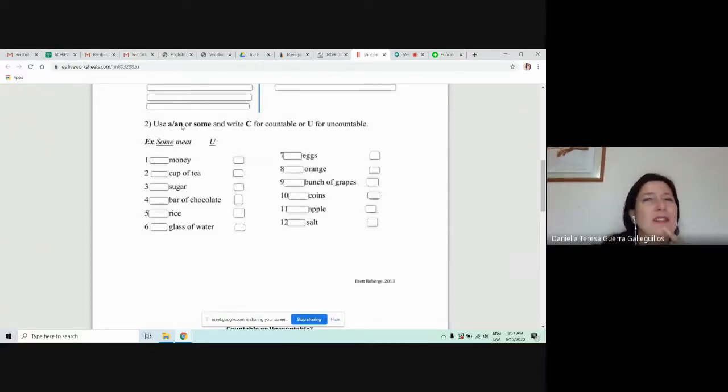A y an son exactamente lo mismo. La única diferencia es que la an con N se usa cuando la palabra que le sigue, el sustantivo al que se refiere, comienza con una vocal. An orange, an apple. Some coins, a coin. A cup of tea. Money is always uncountable because it's a general word. Lo que se cuenta son los billetes, the notes and the coins.